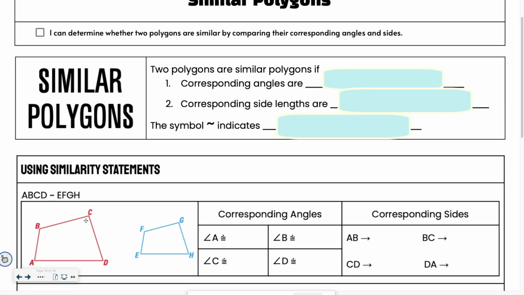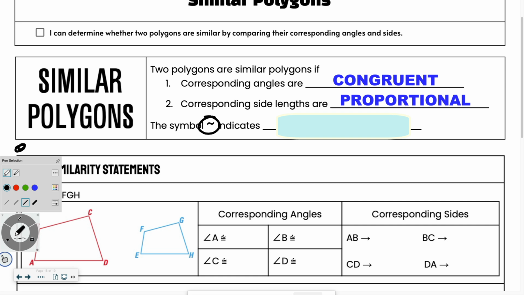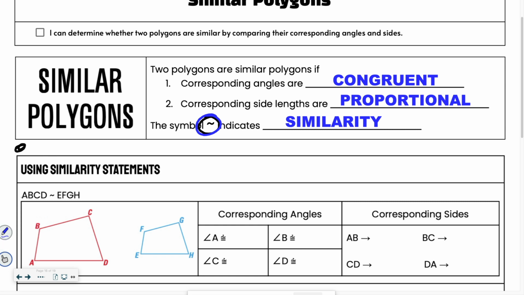So now we can fill in these blanks. Two polygons are similar if their corresponding angles are congruent. So you want your angles to be the exact same, and your corresponding side lengths are proportional, meaning they're not going to look wonky like SpongeBob. It's multiplied by the same number. So it's either going to grow by the same amount or shrink by the same amount. This little squiggle mark here, folks, indicates similarity. So that's what we would say. Again, more on that in a moment here.